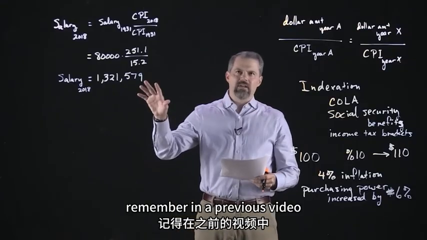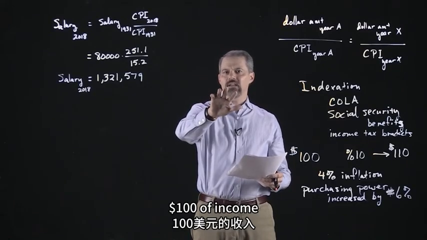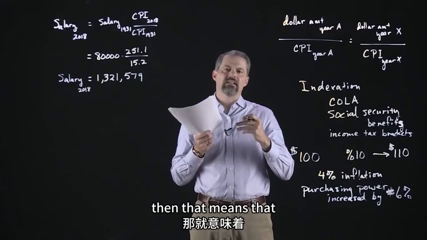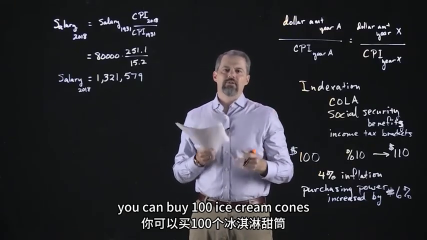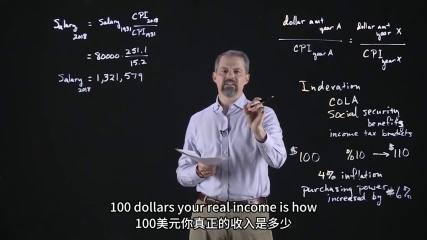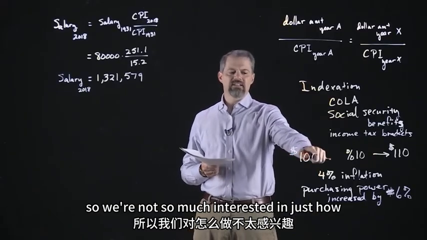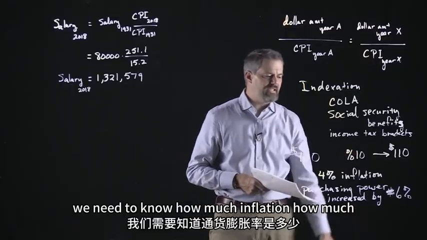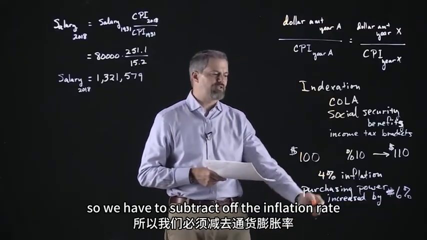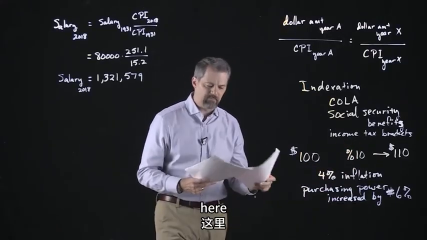Remember, in a previous video we talked about this example where, let's suppose, you have $100 of income and an ice cream cone costs $1. Then that means you can buy 100 ice cream cones. Your nominal income in that example is $100. Your real income is how many ice cream cones you can buy. So we're not so much interested in just how this dollar amount changes. We need to know how much inflation, how much more or less you can actually purchase. So we have to subtract off the inflation rate from this nominal rate of return that you're earning here.